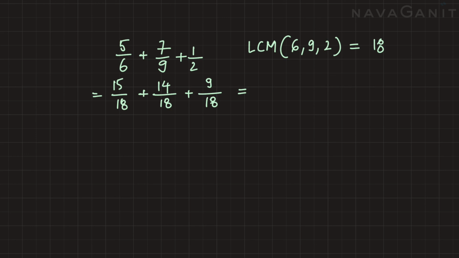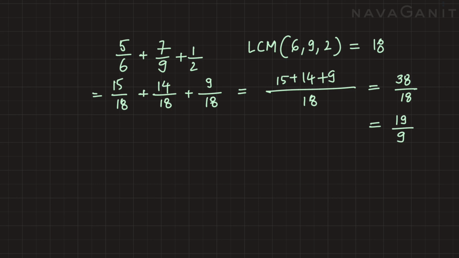So now this simply transforms to 15 plus 14 plus 9, that is addition of all the numerators with 18 as a common denominator. This would add up to 38. So this is 38 by 18. Now 38 by 18, we can simplify it further as 19 by 9 because 2 is common in both. And say if I want to write it as a mixed fraction, I can further write it as 2 1 by 9.